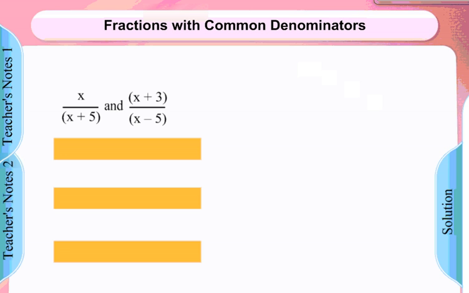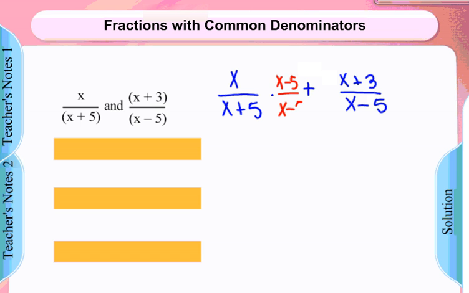Okay, one more example. We've got binomials in both of the denominators now. So in order to add these together, we have x over x plus 5 plus x plus 3 over x minus 5. First we want to get our common denominator. And like I said when we were doing the example with 4 and 6 in our denominator, you can always multiply by the denominator of the opposite fraction. So in this one, we can multiply by x minus 5 over x minus 5, and here we can multiply by x plus 5 over x plus 5.